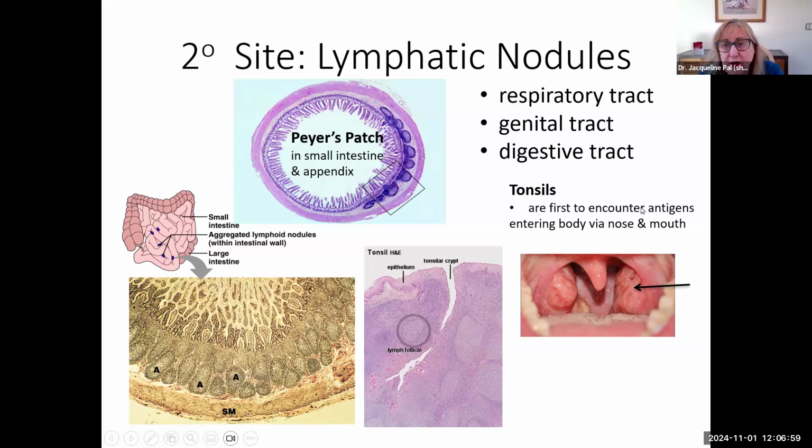And these are the first to encounter these antigens entering your body via your nose and your throat. And you're going, wait a minute, Dr. Powell, they're back here in the back of our mouth. So why are you saying entering your nose? And I'll show you why in a second.